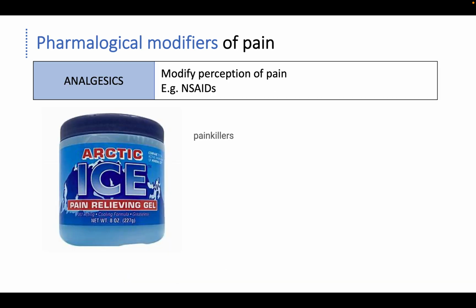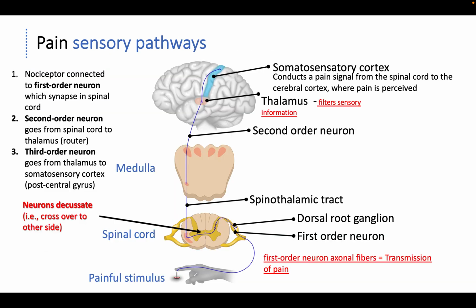So we will stop here and we will pick up talking about ways to modify pain with different medications in the next part, and then we'll finish talking about different types of sensory pathways.